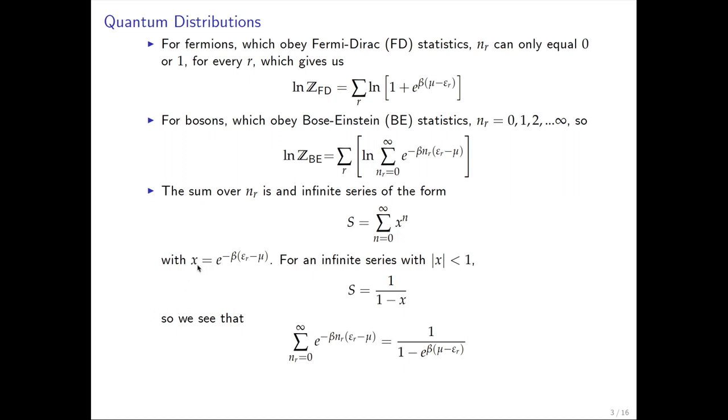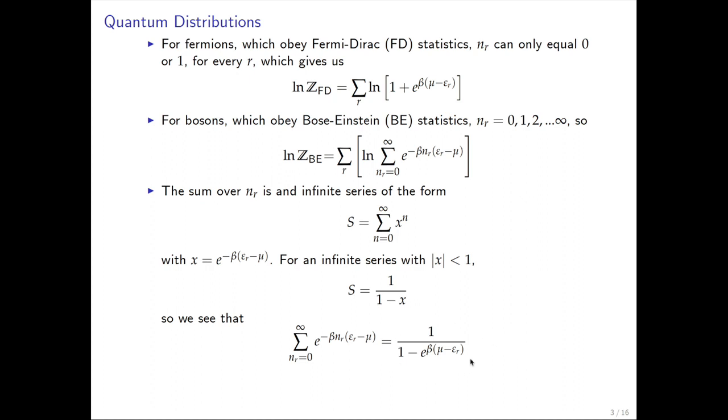And you'll see if we let x equal the exponential of minus beta times epsilon r minus mu, then this will be our infinite series. And of course, the magnitude of x is less than 1, and so the infinite sum has a finite answer. That's just 1 over 1 minus x. And so we plug this x back in there, and we see this sum can be done. And here's the answer. I've just changed the epsilon minus mu around and got rid of the minus sign there.